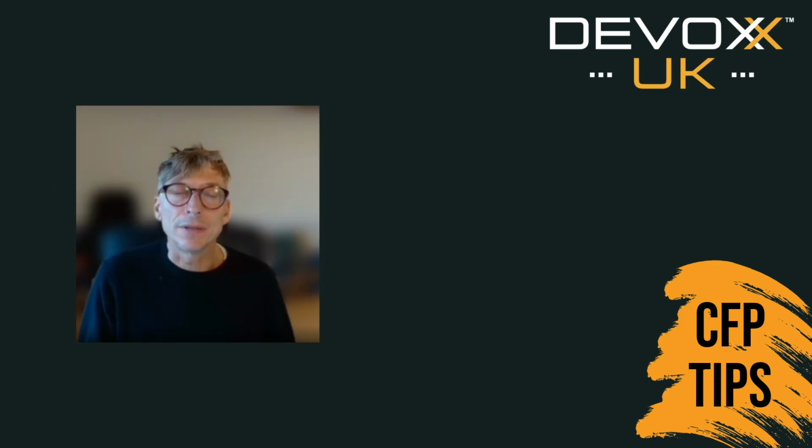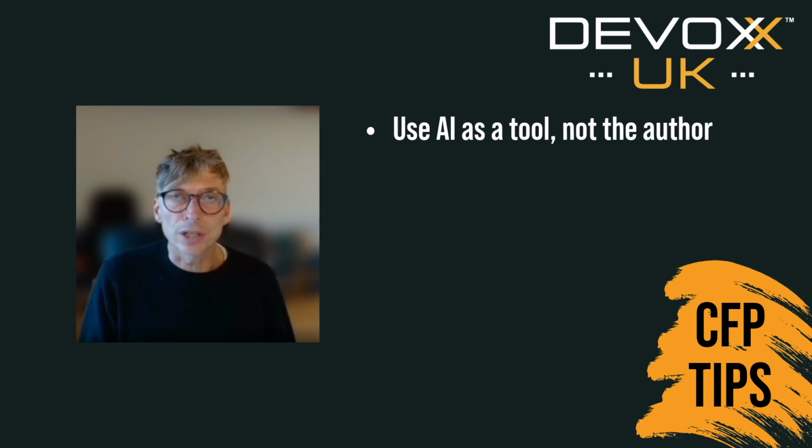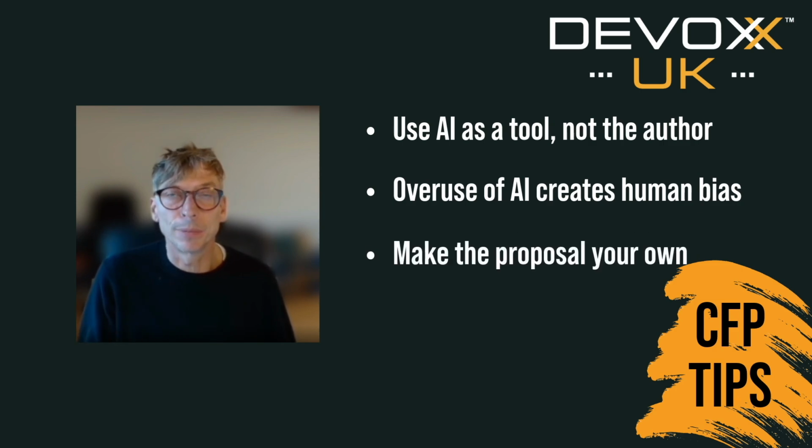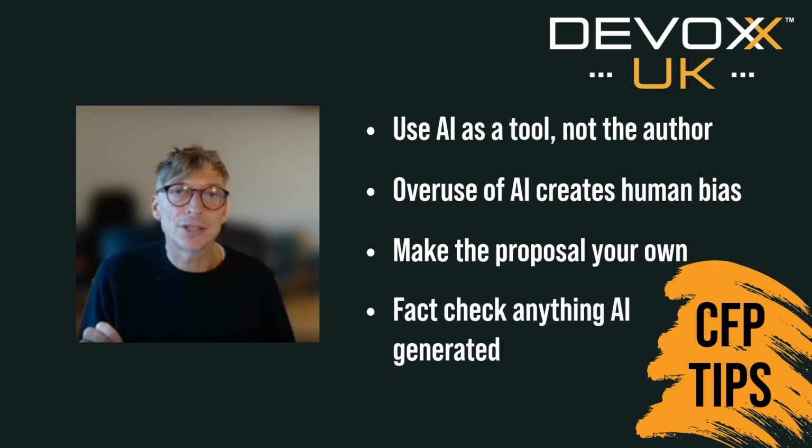Our advice here is to use AI as a tool, not the author. It's pretty obvious from the structure and the tone of a submission whether it's AI generated or not. And if somebody's reviewing hundreds of proposals, it can get a little tedious if everything starts to sound the same. I'm not saying don't use AI, just make sure that you make the proposal your own. If you're using AI as a tool, be sure to fact check anything that's generated.